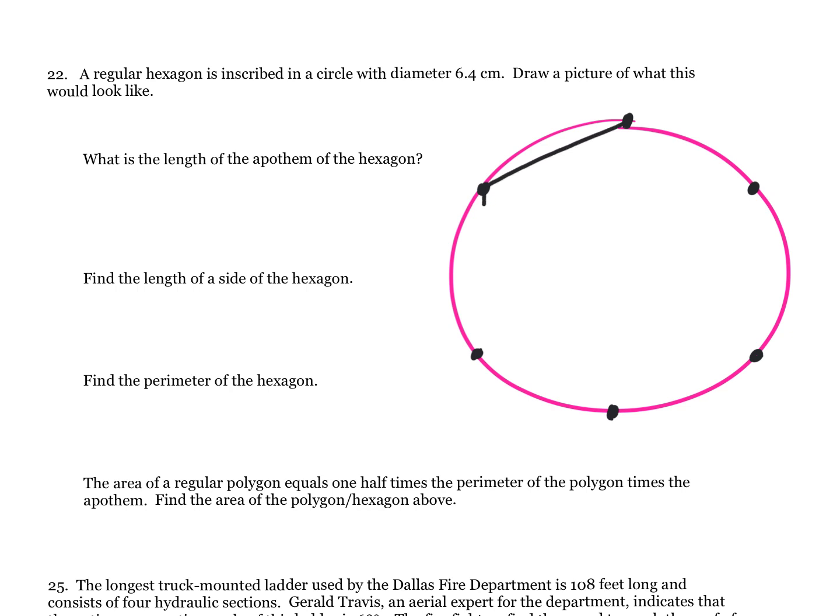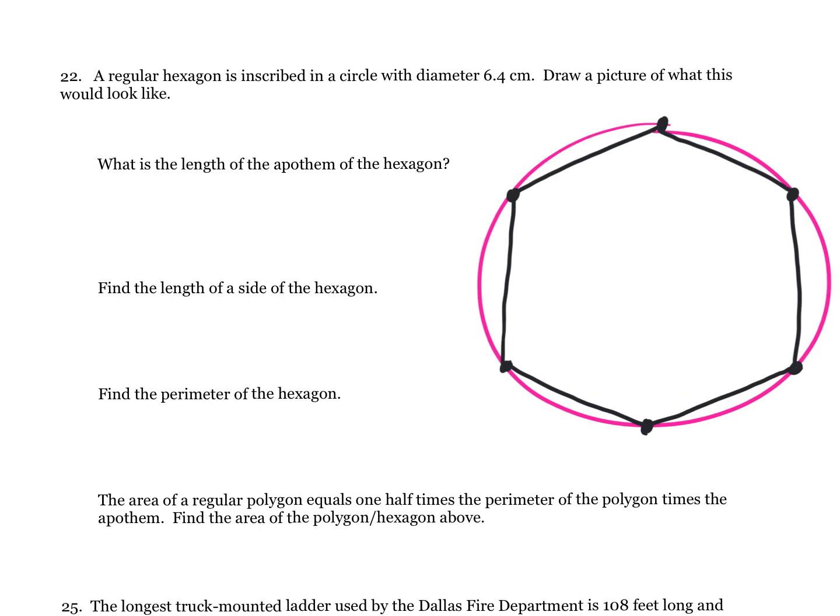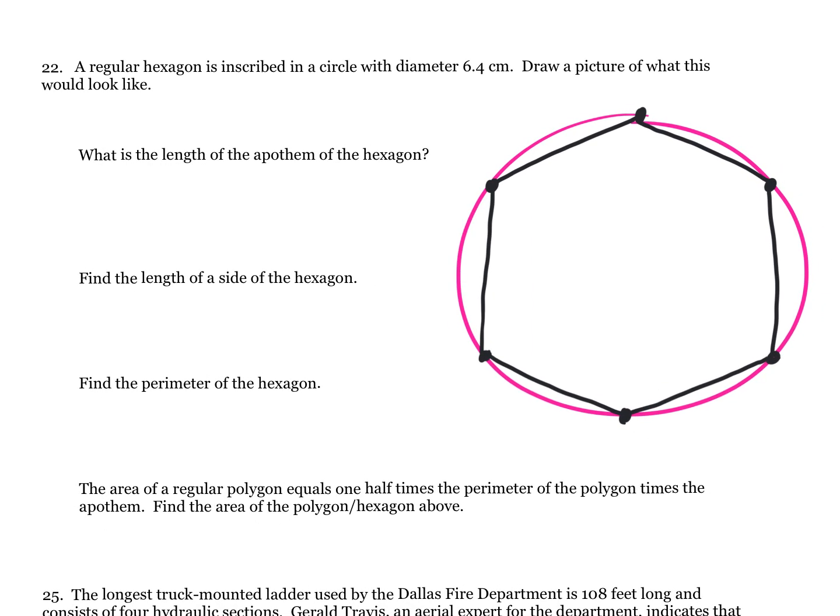We just drew a regular hexagon. Let's show that our diameter is 6.4. What would that make a radius? Our radius would be 3.2.